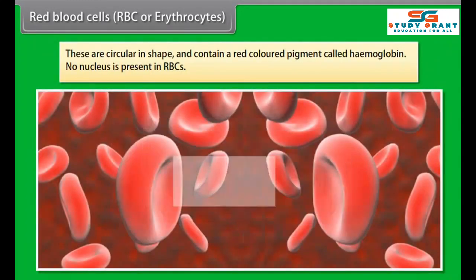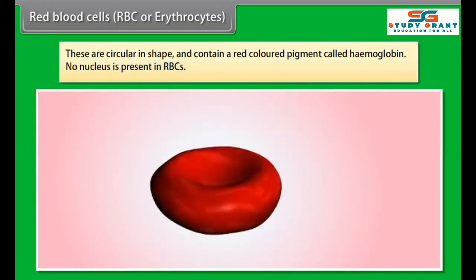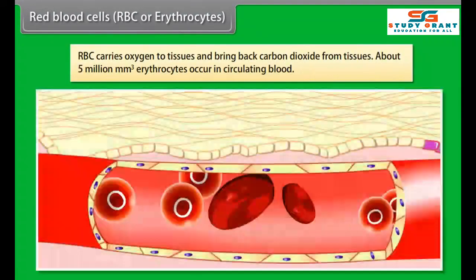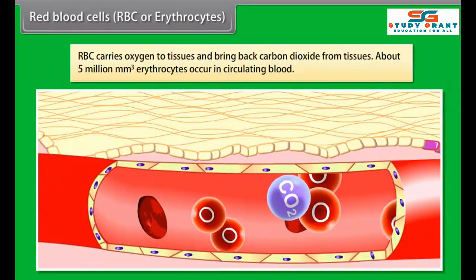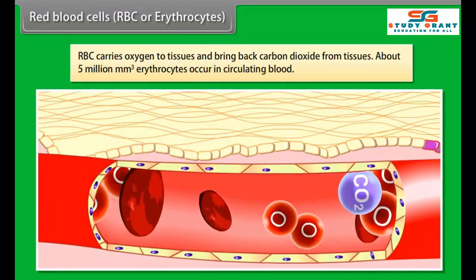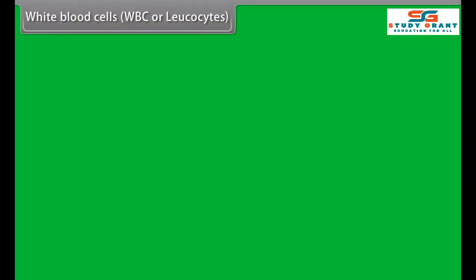These are circular in shape and contain a red-colored pigment called hemoglobin. No nucleus is present in RBCs. RBCs carry oxygen to tissues and bring back carbon dioxide from tissues. About 5 million per mm³ erythrocytes occur in circulating blood.